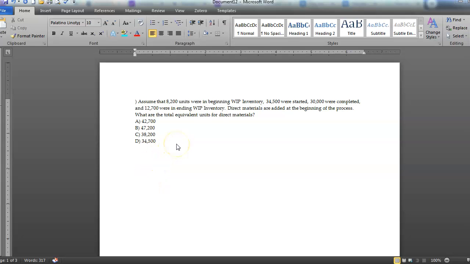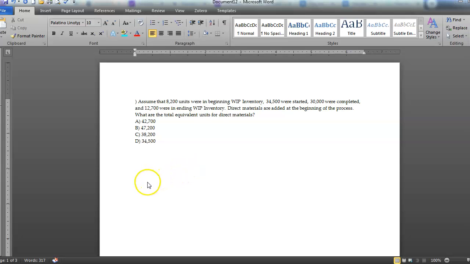What are the total equivalent units for direct materials? Assuming we have 8,200 units that were in the beginning inventory, 34,500 were started, 30,000 were complete, 12,700 were in ending inventories. Direct materials were added at the beginning of the process. What information do we need to calculate this number? What are the total equivalent units for direct materials?